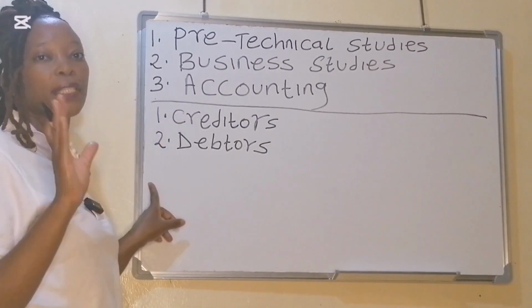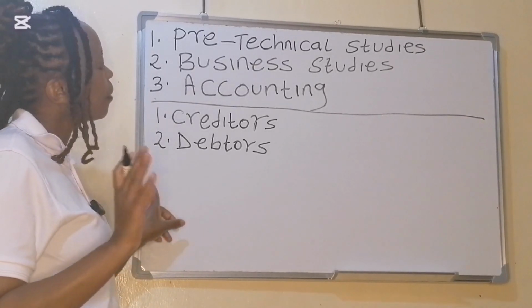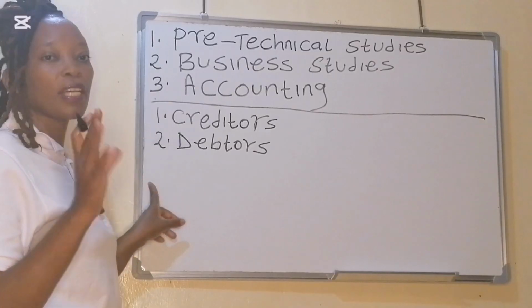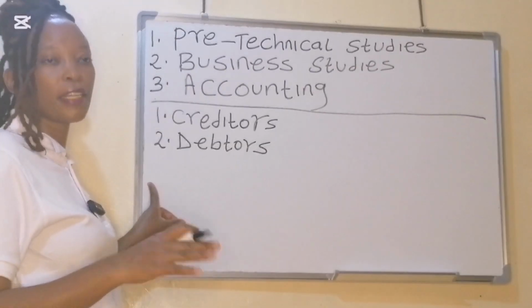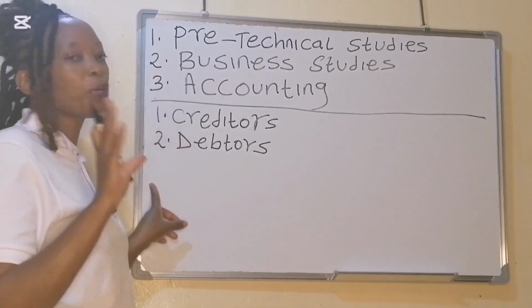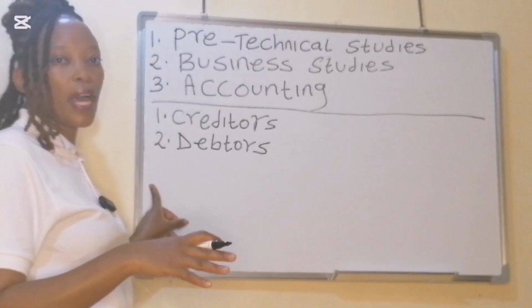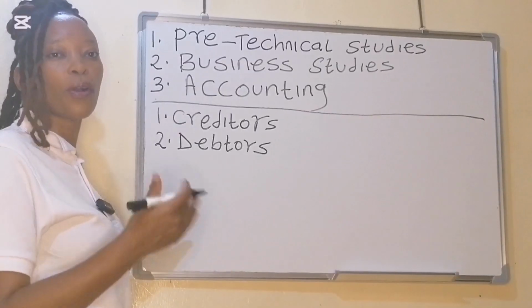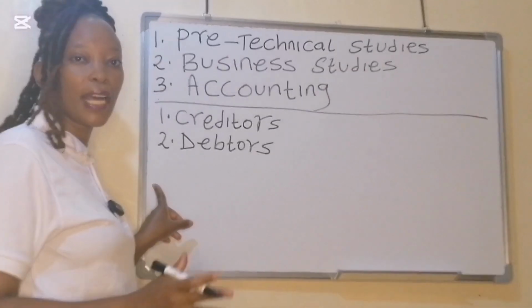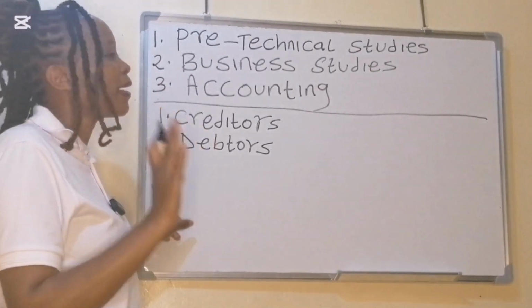Like I saw in pre-technical studies for grade 8, they have been asked to prepare a balance sheet. Most students will prepare a balance sheet and even a profit and loss account, okay? If you are told to prepare a balance sheet and you are given creditors and debtors, how do you treat them? You already know how to treat them, but you don't know who is a creditor and who is a debtor.